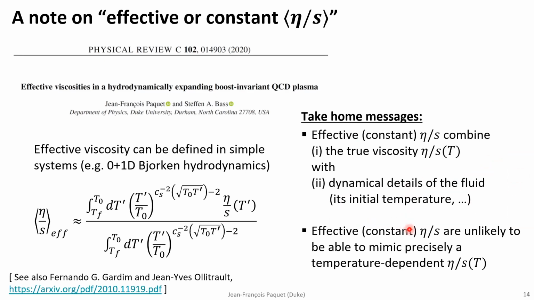Now, the two take-home messages of this were, first, that anytime you see an effective viscosity, it's obviously some combination of a true viscosity and some dynamical details of your fluid. So you expect, for example, this effective viscosity to be different at RHIC and at the LHC. And we try to quantify it, although for relativistic calculations, we did manage to extend this to 1+1D, but for full 2+1D simulations, this is quite challenging.